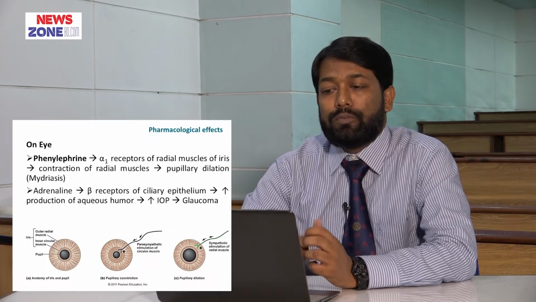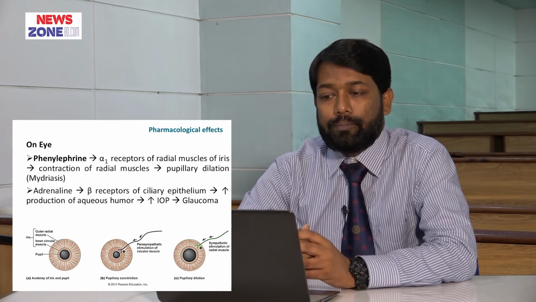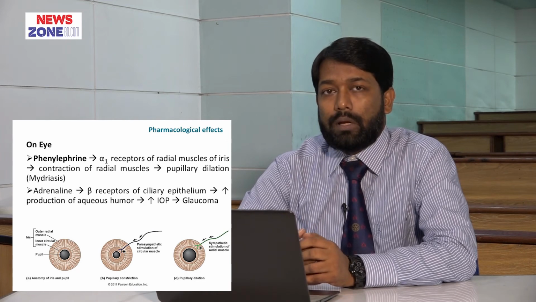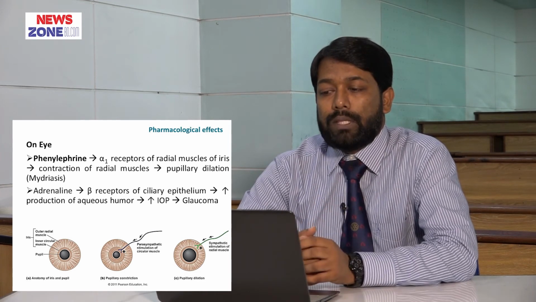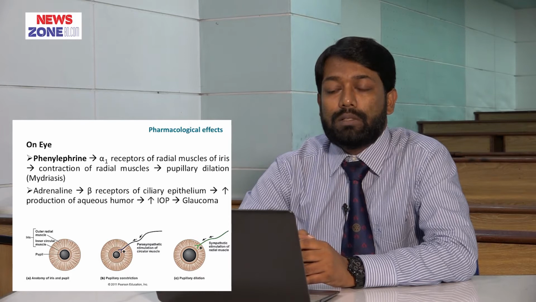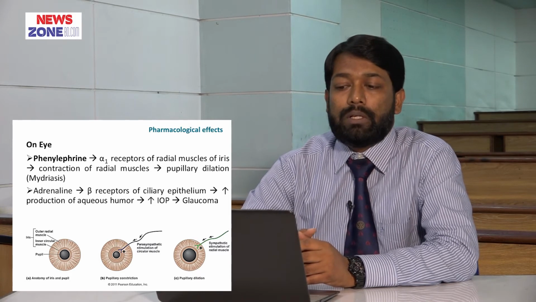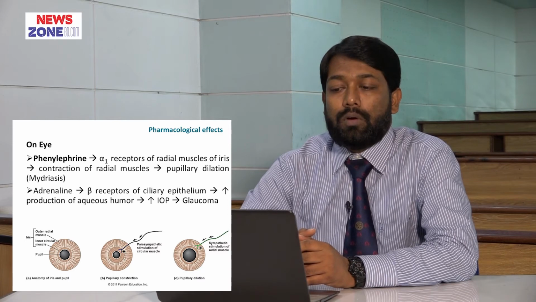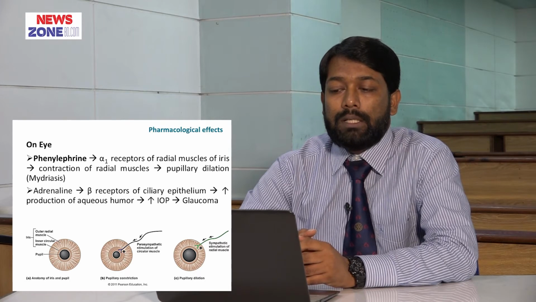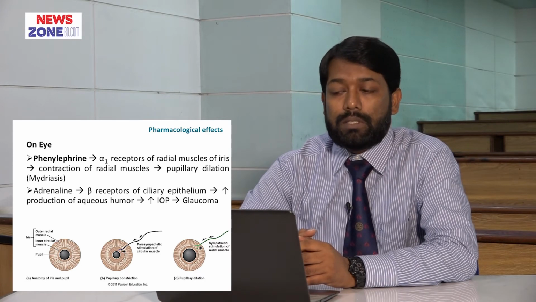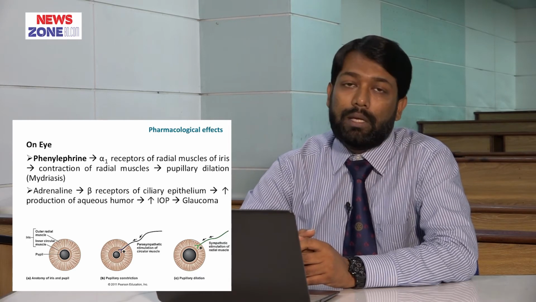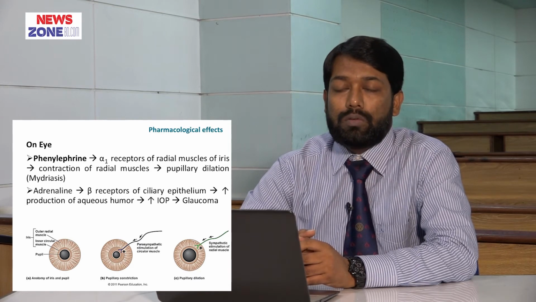What are the effects of these drugs on eye? Phenylephrine, which is an alpha 1 receptor agonist, binds with this alpha 1 receptor of the radial muscle of iris, causes contraction of the radial muscles, causes pupillary dilation, which is also known as mydriasis. And adrenaline stimulates the beta receptors of ciliary epithelium, increases the production of aqueous humor, increases intraocular pressure and causes glaucoma.